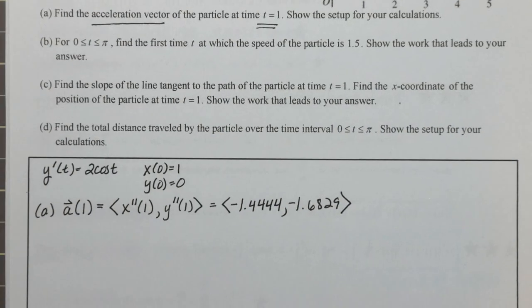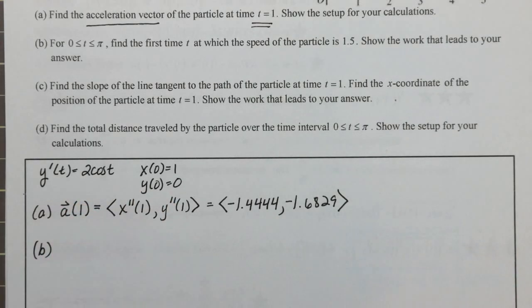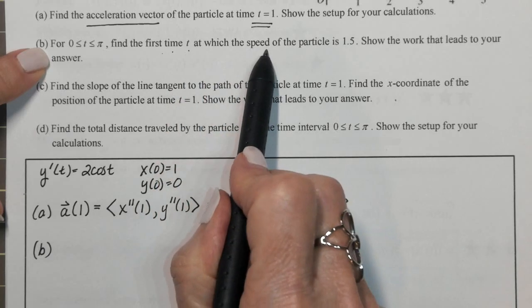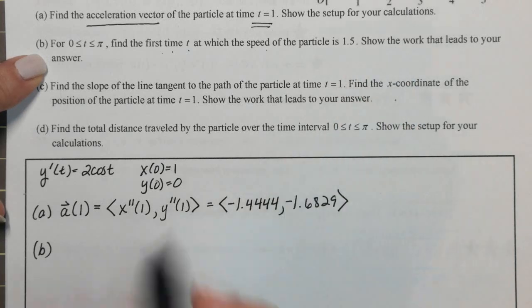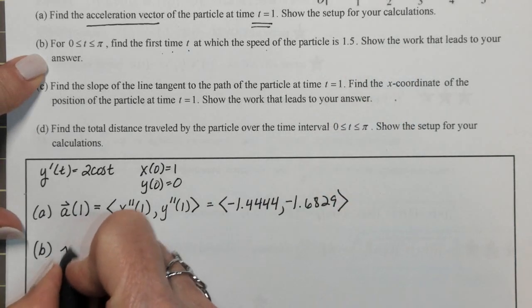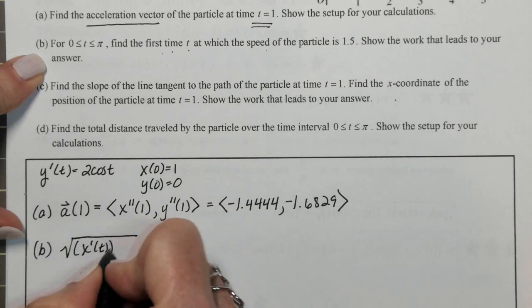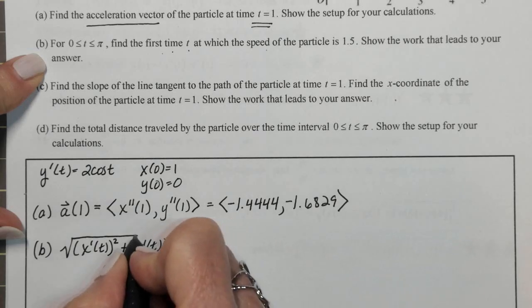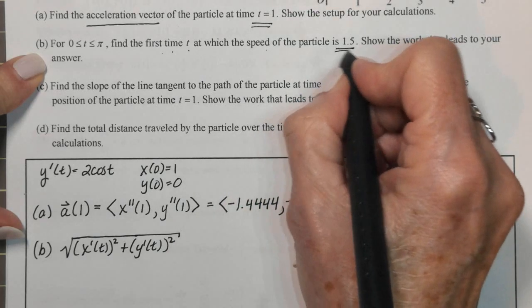Okay, so feeling good about that one. Let's go on to part B. Part B, for time between 0 and pi, find the first time t at which the speed is 1.5. Show the work that leads to your answer. So here's speed. Speed is our square root of x prime of t squared plus y prime of t squared. Okay, we want to know when is that 1.5.